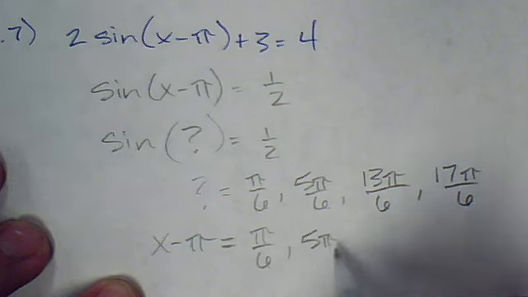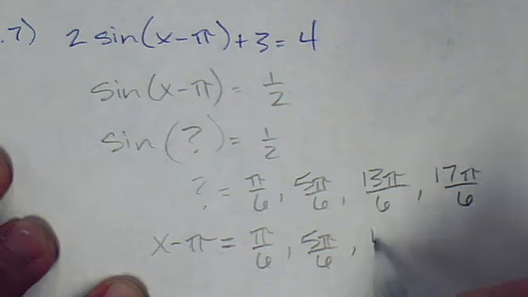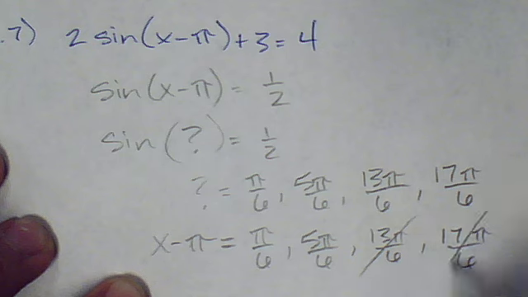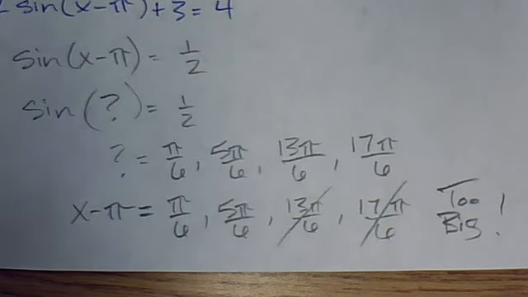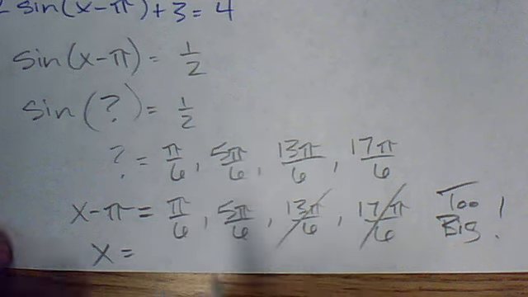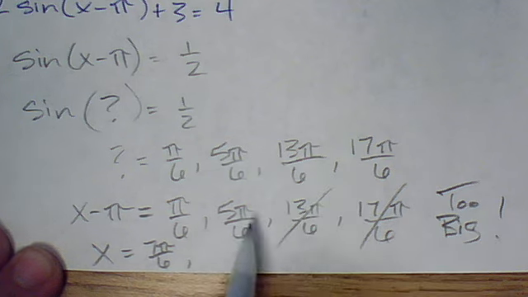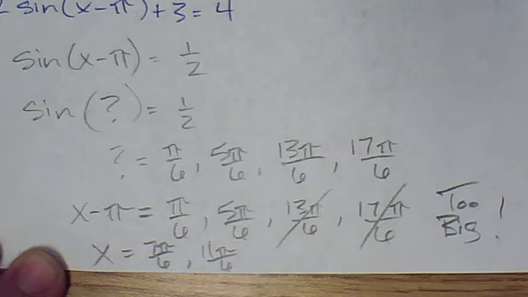So the ones that I went around twice, they're definitely too big, because if I add a pi to that, it's going to be obviously well over 2 pi. So these guys are too big. But this one, when I add a pi to it, I get 7 pi over 6. And then this one, when I add a pi to it, I get 11 pi over 6. Just under 2 pi.